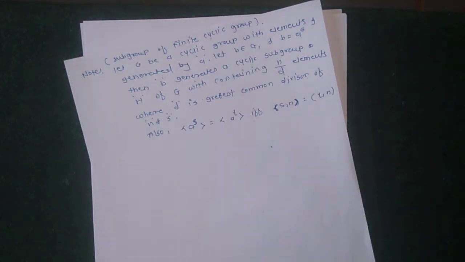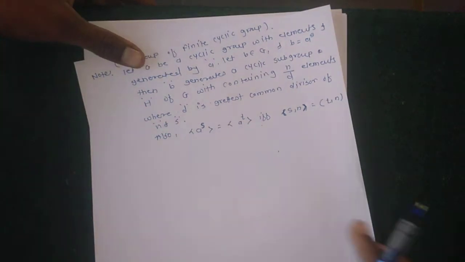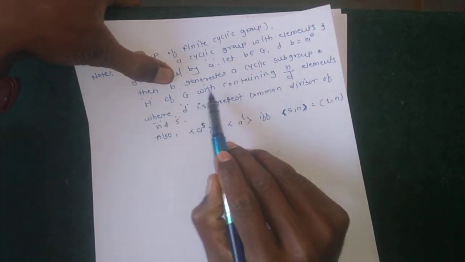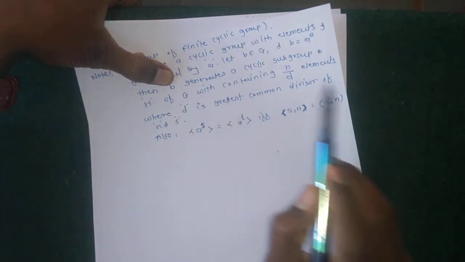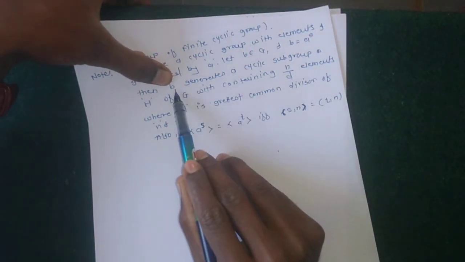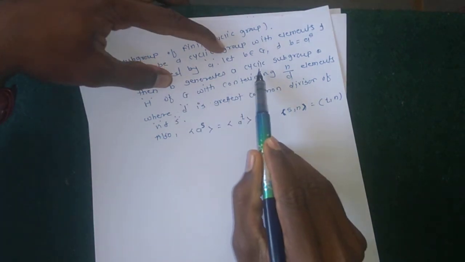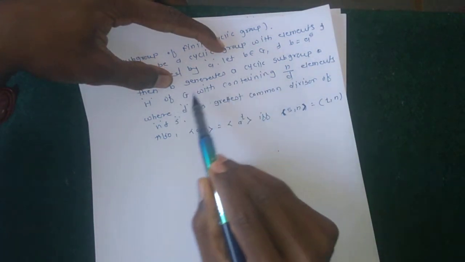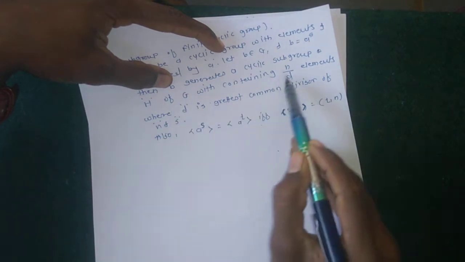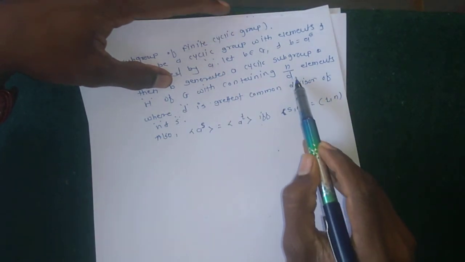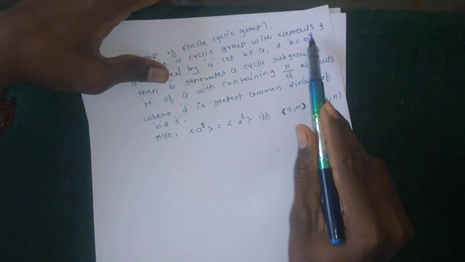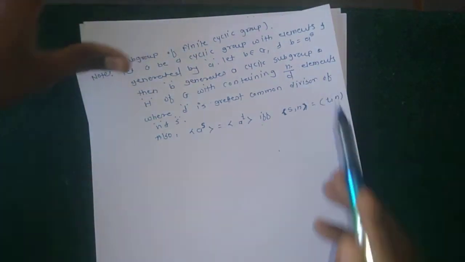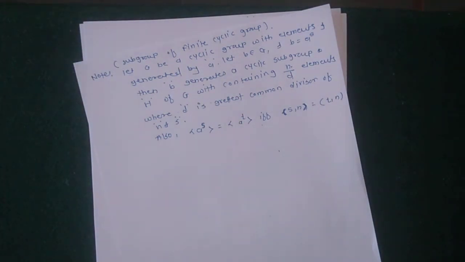Here the note says that if b generates the cyclic subgroup H, then H contains n by d elements, where d is the GCD of s and n. So these are the notes; we use them to solve problems.